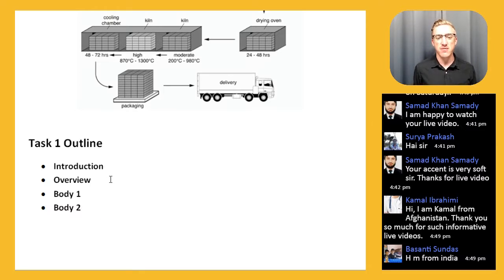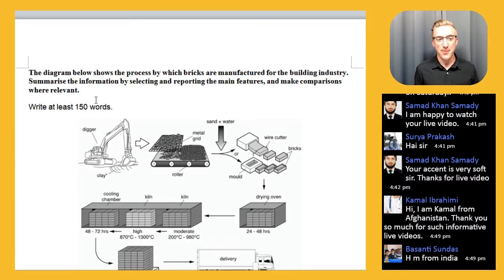We have an introduction, an overview, and 2 body paragraphs. Now the introduction should be 1 sentence, right? And this 1 sentence should be a paraphrasing of this sentence right here. Okay? I'm not going to write one for you because that's for your homework, all right?